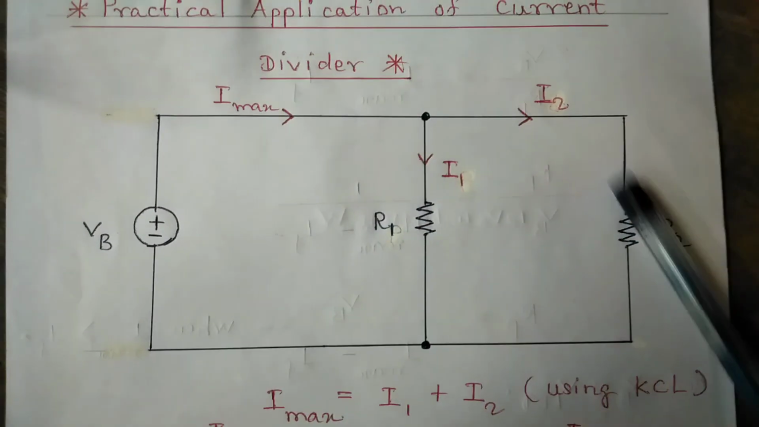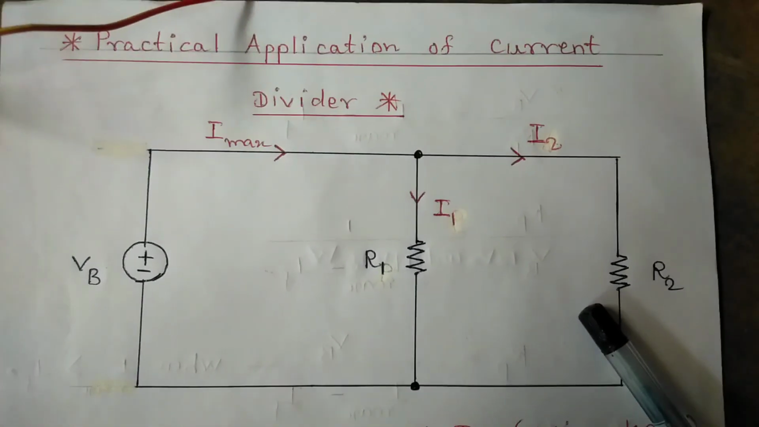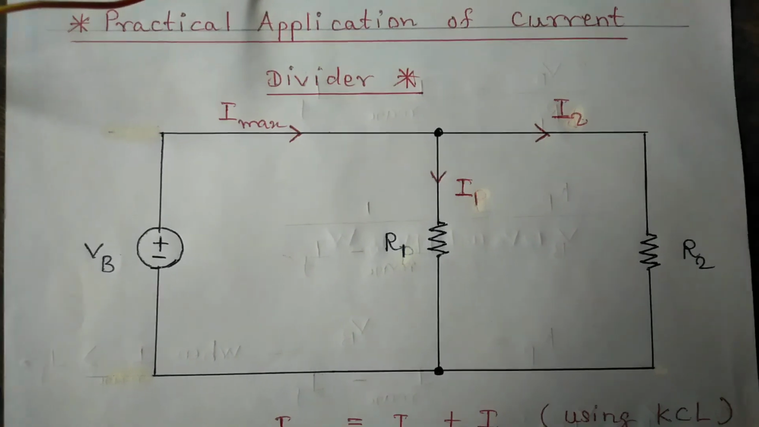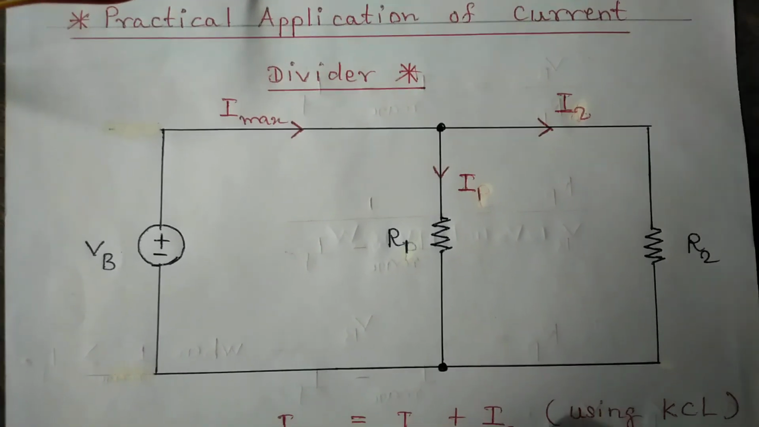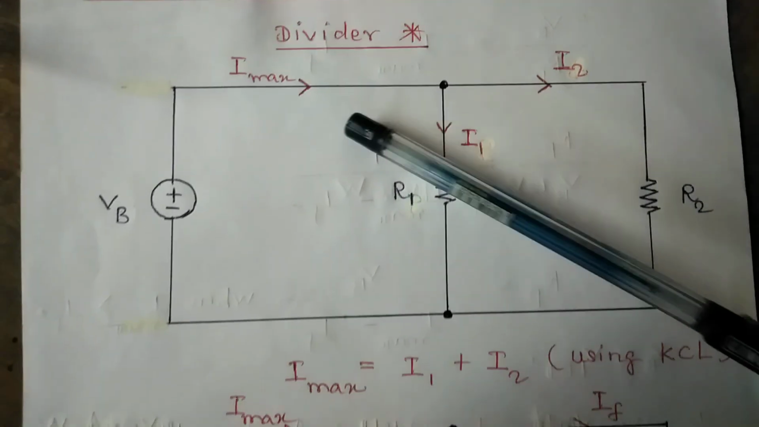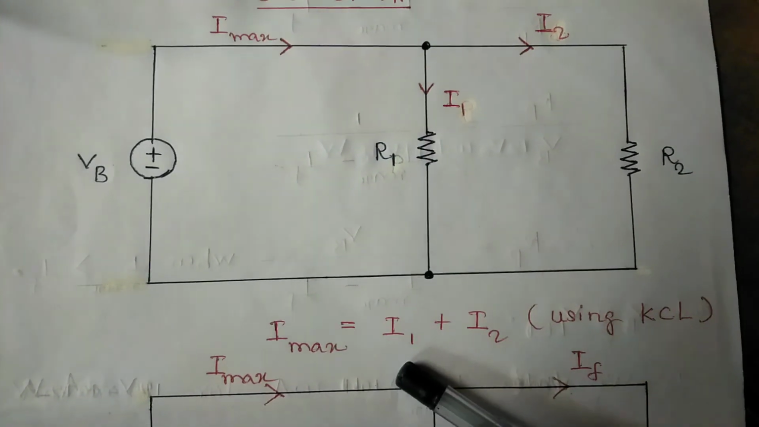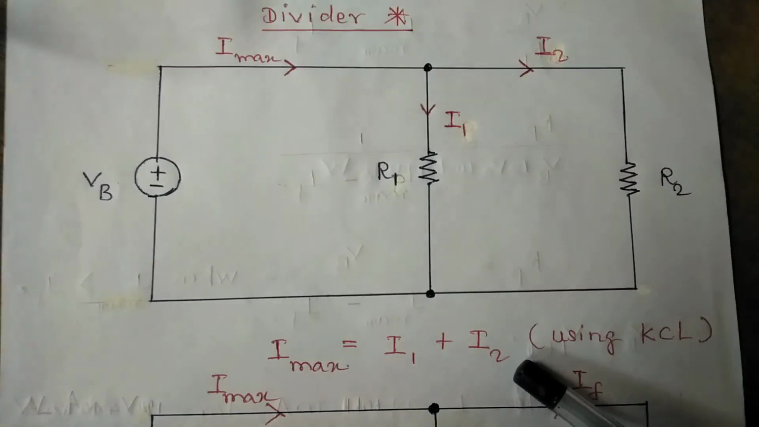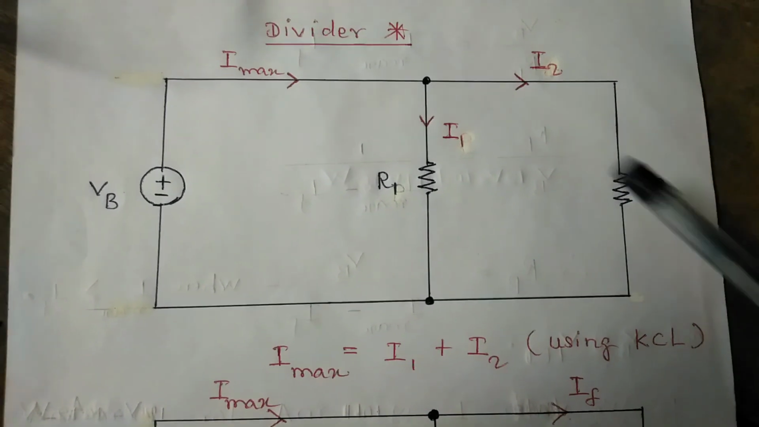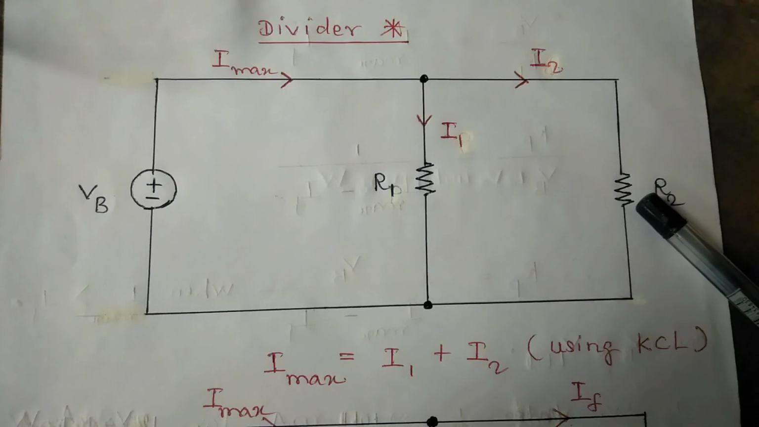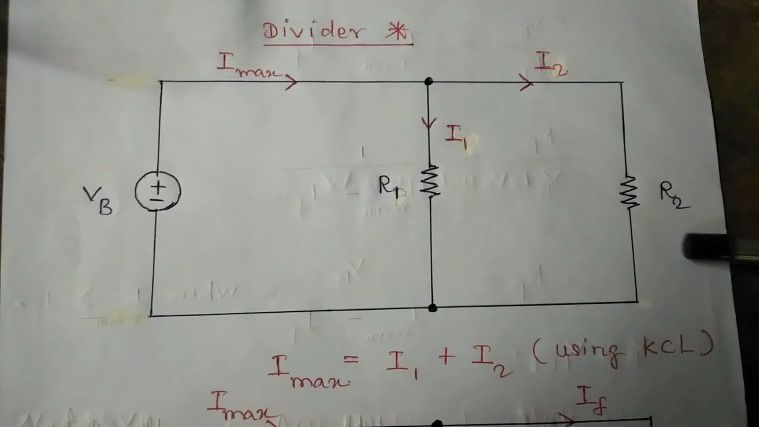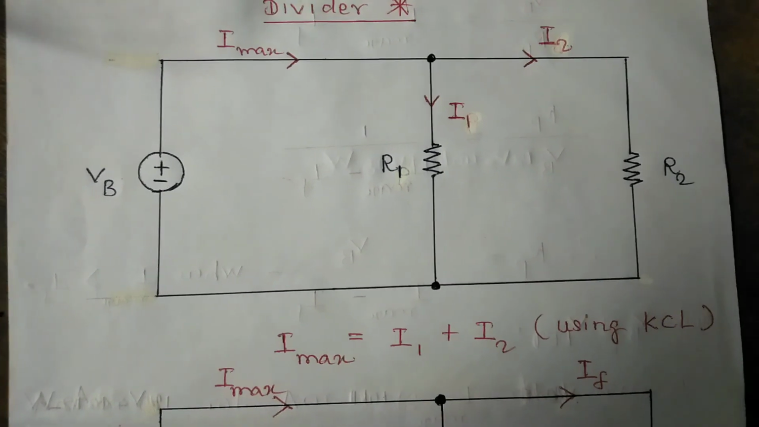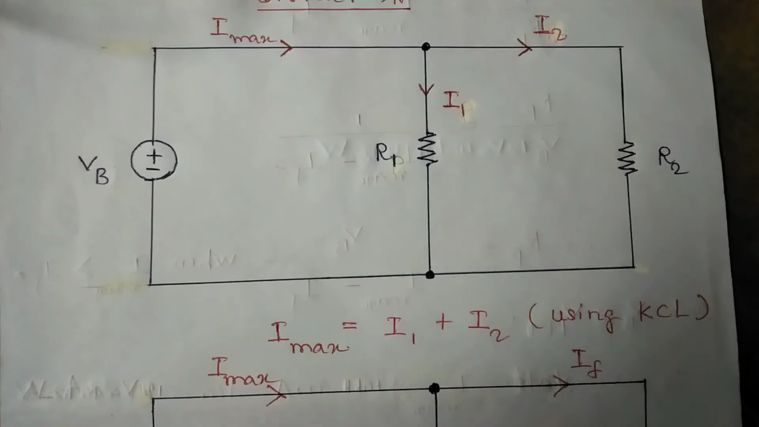If we apply Kirchhoff's current law to the whole circuit, we have this expression: Imax equals I1 plus I2. Imax is the maximum current passing through the whole circuit. I1 is the current passing through the first resistor R1 and I2 is the current passing through the second resistor R2. And so if we replace an LED in place of this second resistor R2, we have another equivalent circuit like this.